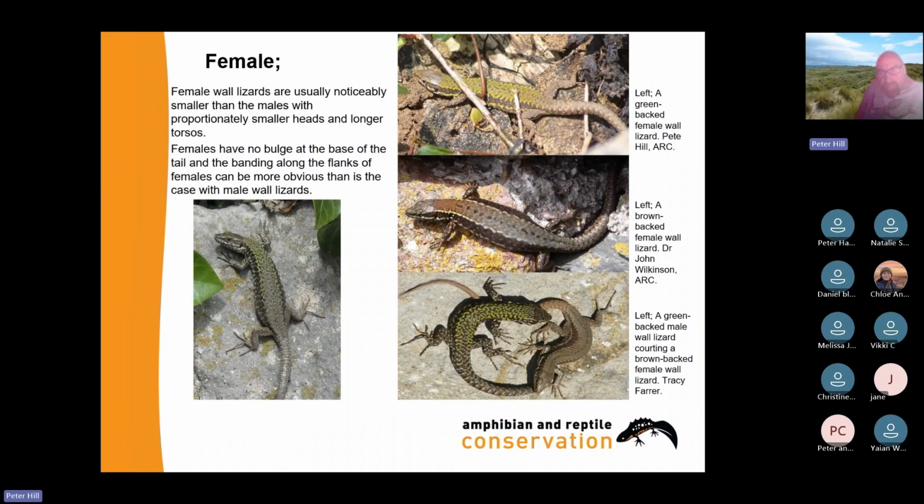Here's a classic looking female on the left, obvious dark flanks. And look at the base of her tail. There's no bulge. That's clearly the same width uniformly until it starts to taper further down. Whereas if you look to the right, that picture of the male courting the female, you can plainly see that hemipenal bulge at the base of his tail. Okay.